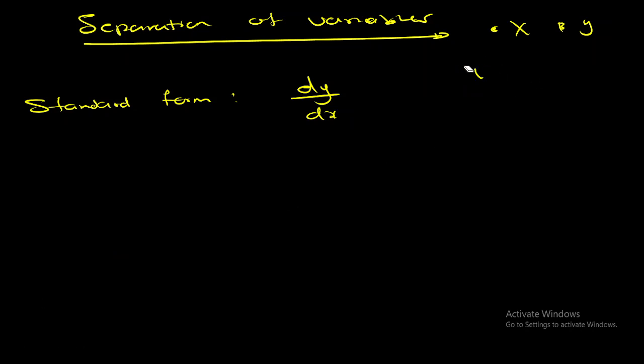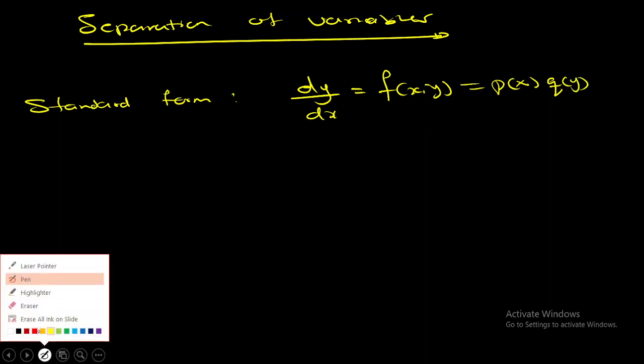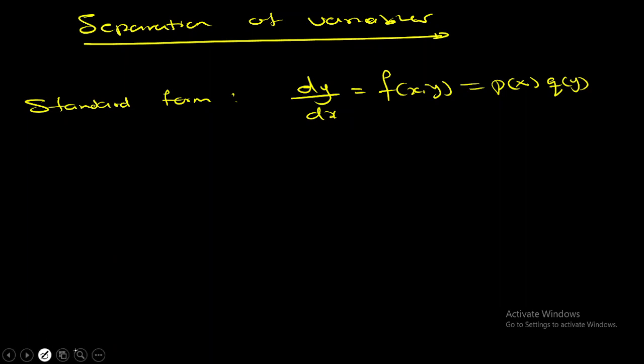So let's continue. I was still explaining that the standard form of separation of variables, you need to know this by heart. Standard form is dy over dx, which is given by f of x,y, which equals, it can be p of x multiplied by q of y. So what exactly do these represent?